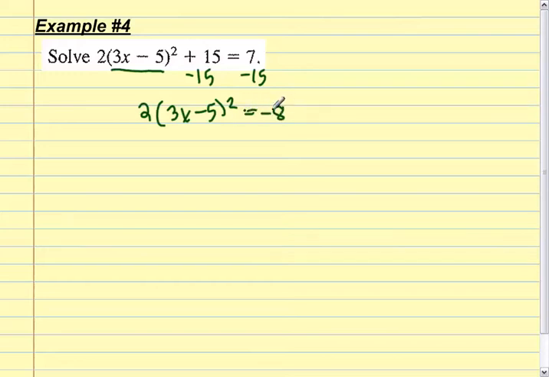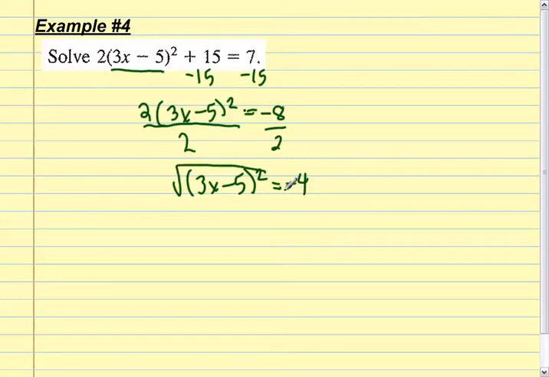This is going to be interesting. Here we go. Now we're going to divide both sides by 2, and it's going to say that (3x minus 5) squared is equal to negative 4. I'm going to take the square root of this and go, wait a minute, I can't do that. Square root of a negative number? No solution. No solution for this.